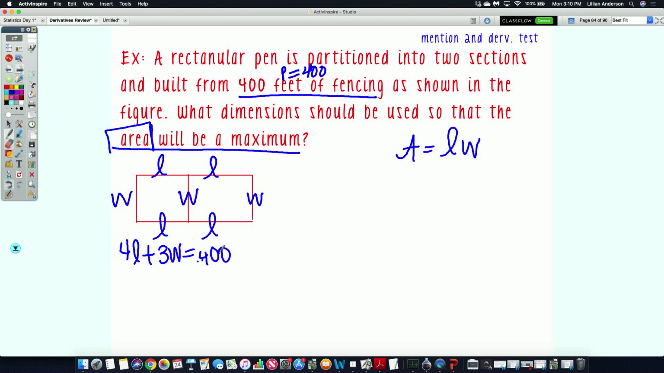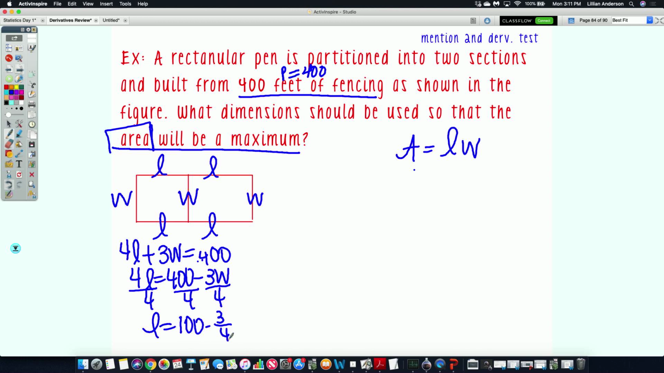You see how I have 3 different variables in the equation I'm trying to optimize? I can't have that. So I need to solve one of these for a variable. Which one? Let's do L. Either way, I'll try to make this simple for us because we have no calculator. If I solve for L, I'll subtract 3W, and then divide both sides by 4. At least this way, 400 divided by 4 is 100.